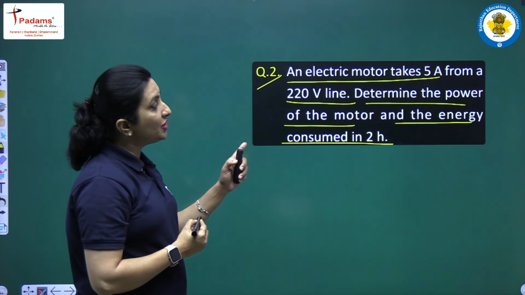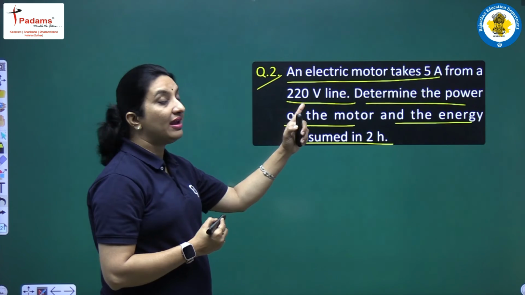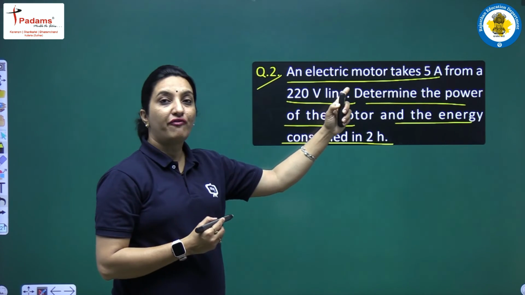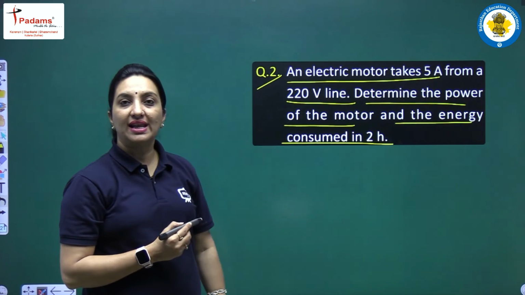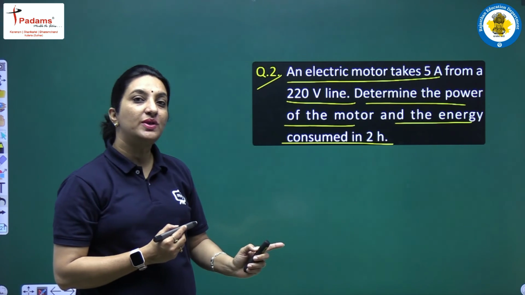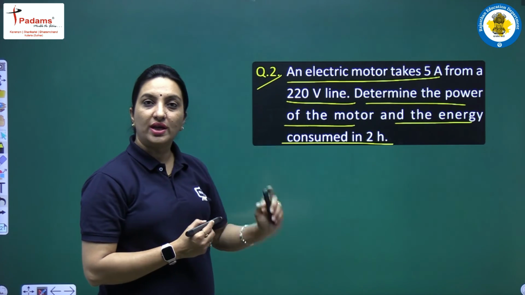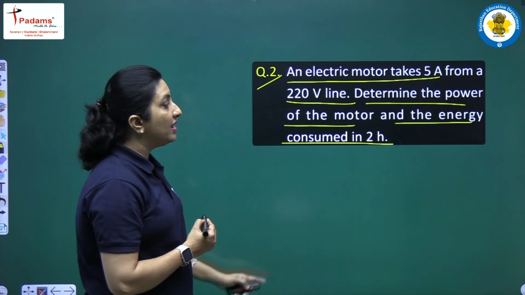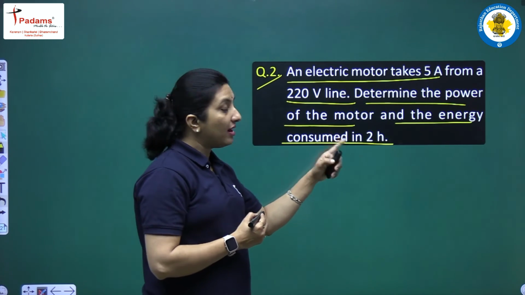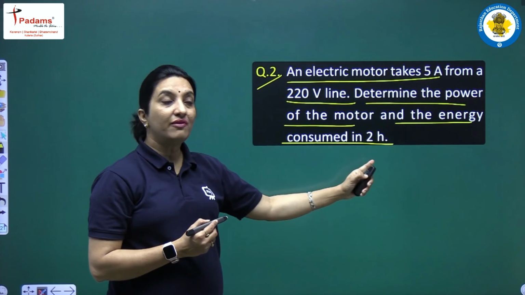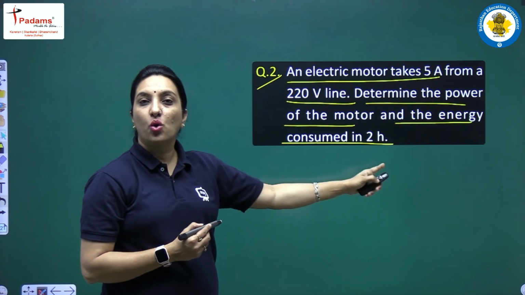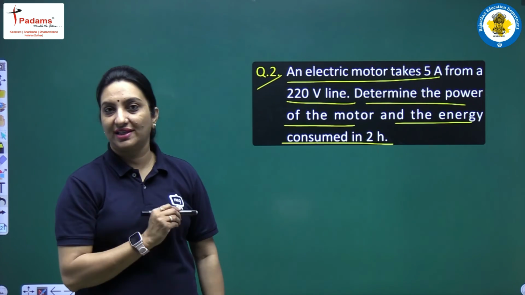अब यहाँ पे क्या दिया है स्टूडेंट्स की एक इलेक्ट्रिक मोटर है, वो कितना करंट लेती है? वो 5 एम्पियर्स का करंट लेती है 220 वोल्ट की लाइन से. यानी पावर सप्लाई कितनी दी हुई है स्टूडेंट्स? 220 वोल्ट की पावर सप्लाई दी हुई है. और हमें निकालना क्या है? पावर निकालनी है और एनर्जी कंज्यूम्ड निकालनी है. अगर वो इलेक्ट्रिक मोटर जो है वो 2 आवर तक चलती है, 2 घंटे तक चलती है.